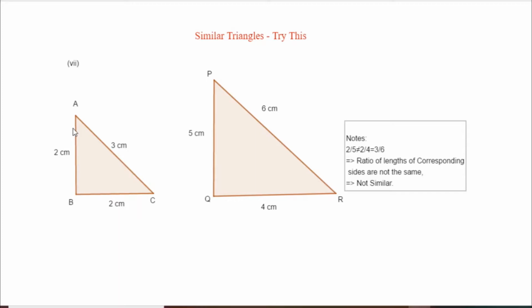SSS means all three corresponding sides of both the triangles should be of the same ratio. It means if you take the corresponding sides, we will start with the longest side. The longest side in PQR is PR and the longest side in ABC is AC. So if you take the ratio of AC to PR, it would be 3 by 6.